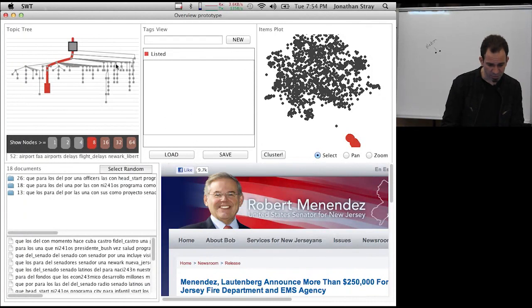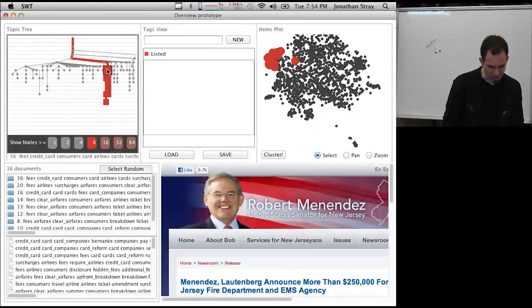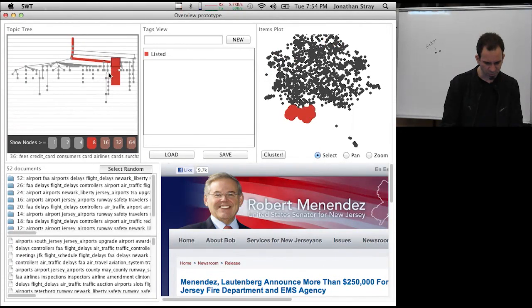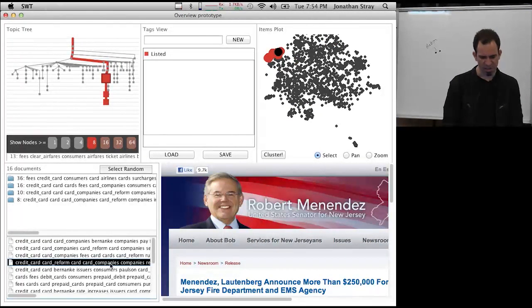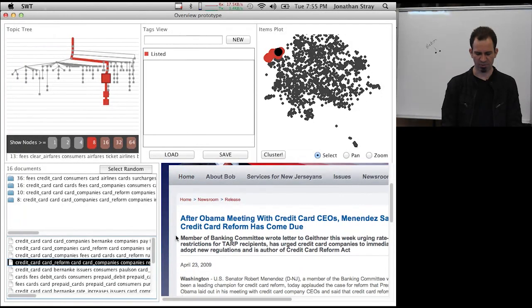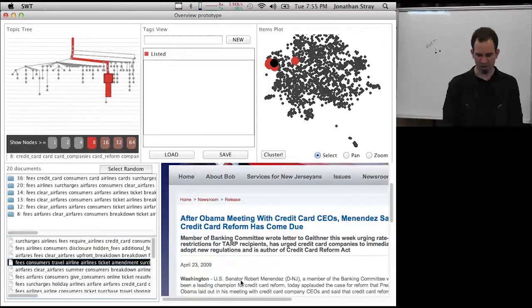So here, where is a nice example of this? Here you go. When you look at the words that are in here, you're like, fees, credit card, airlines, consumers, surcharges. What is this stuff? But what's actually happening is in this document set, all of this stuff to the left is about credit card company fees, which if it ever actually loads the page, you'll see it. There you go. Credit card reform, blah, blah, blah. And then all of this stuff on the right is about airline fees.